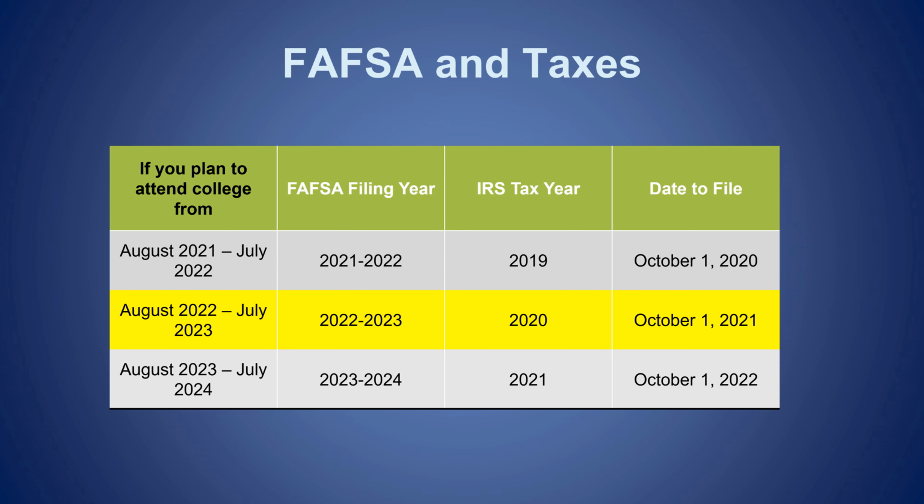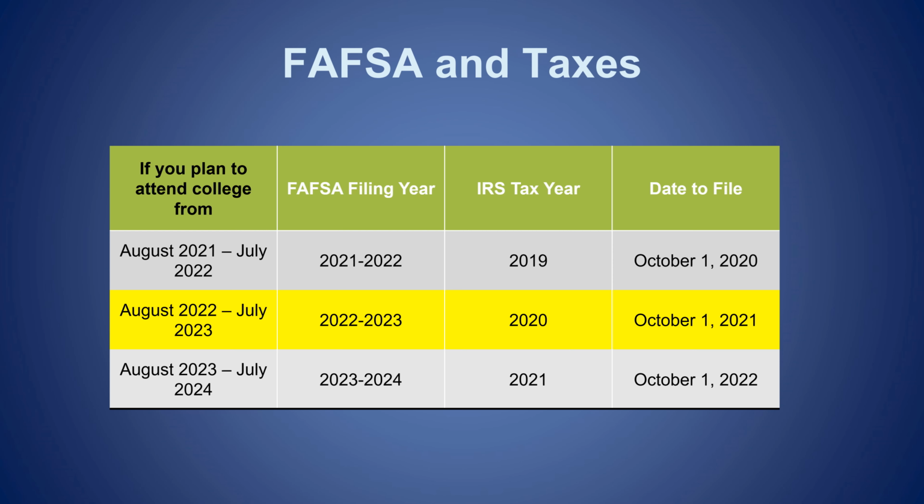What tax year do you use on which FAFSA? So for students who are attending from August 21 through July 22, the FAFSA year that you're filing is the 2021 to 2022 FAFSA year. You are using the 2019 taxes, and those FAFSAs could begin being filed October 1, 2020.